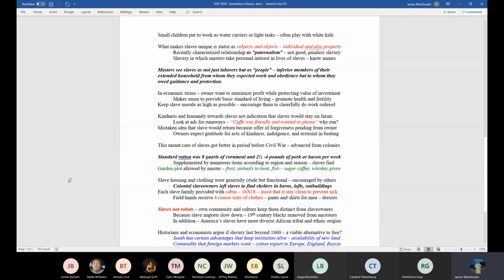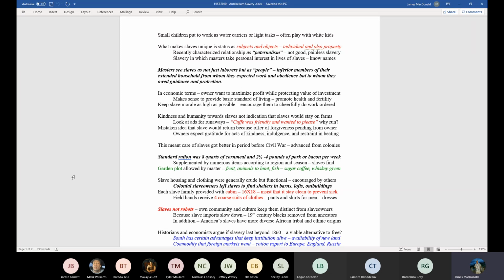So with this paternalistic idea, you also get an impression, and this is a difficult statement to try to look at and evaluate objectively, but the care of slaves got better in the period before the Civil War. It's like saying, oh, he was a kindly slave owner. Well, yeah, but in the end, they were still a slave owner. In advance, we know from the colonies, the treatment of slaves. There was an abundant supply of food for white and black in the United States.